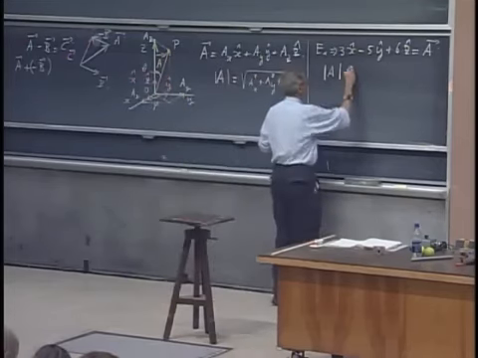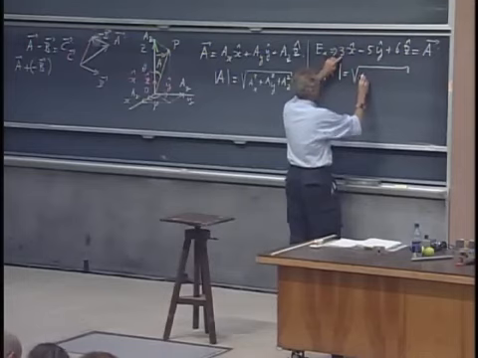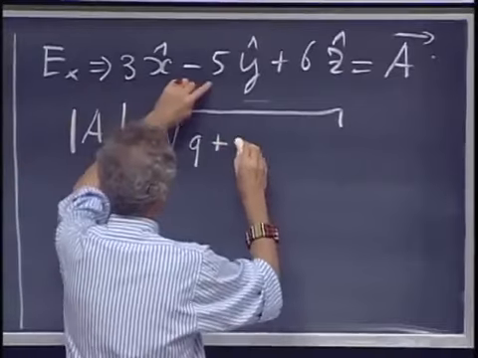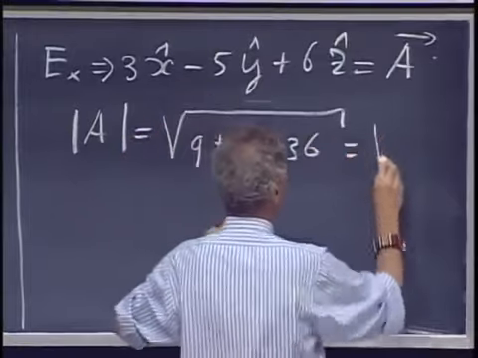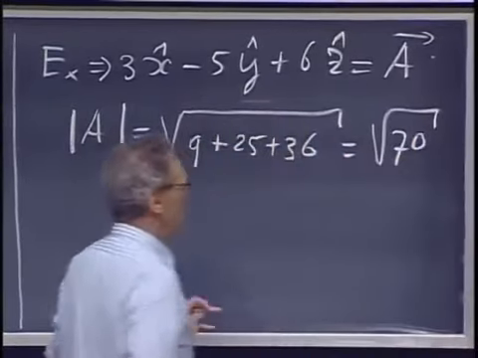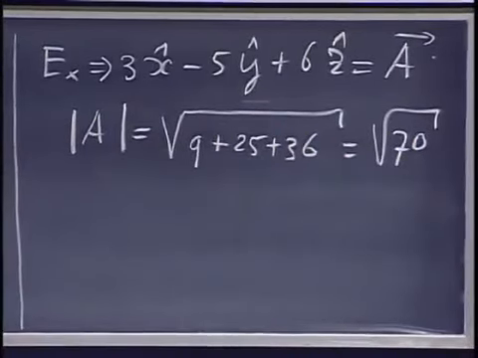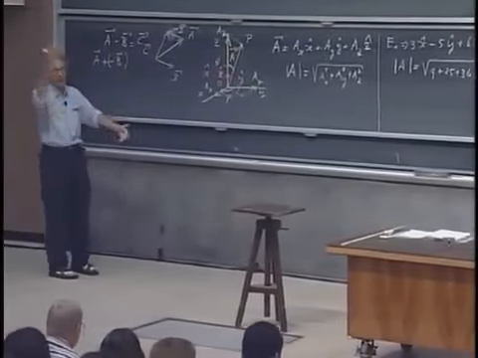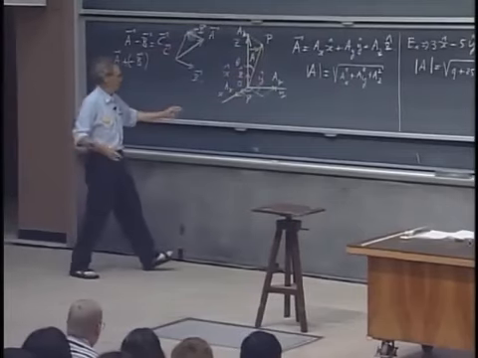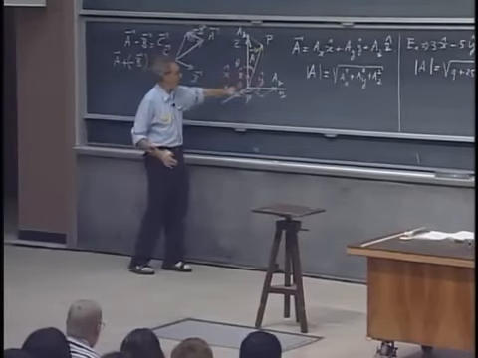So that would be the square root of 3 squared is 9, 5 squared is 25, 6 squared is 36, so that's the square root of 70. And suppose I asked you, what is theta? It's uniquely determined, of course. This vector is uniquely determined in 3-dimensional space, so you should be able to find phi and theta.